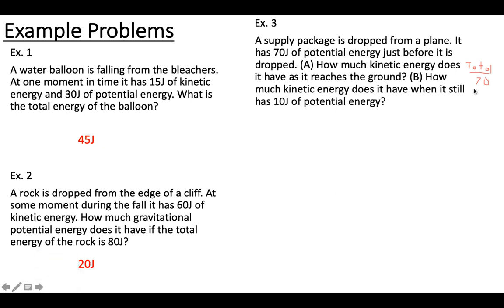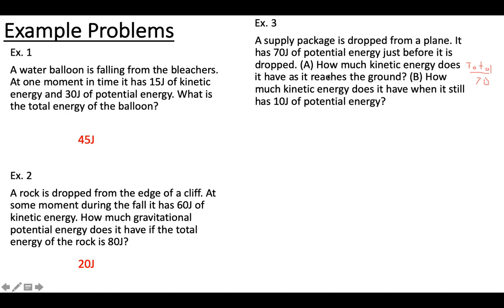All right, so if our total is 70, and part A is asking how much energy does it have as it reaches the ground? Well, if it's at the ground, how much height does it have? It doesn't have any height. The height is 0. So if we're at the ground, that means we don't have any potential energy. The only energy that we have at the ground is kinetic, which means that kinetic and the total are the same at the ground.